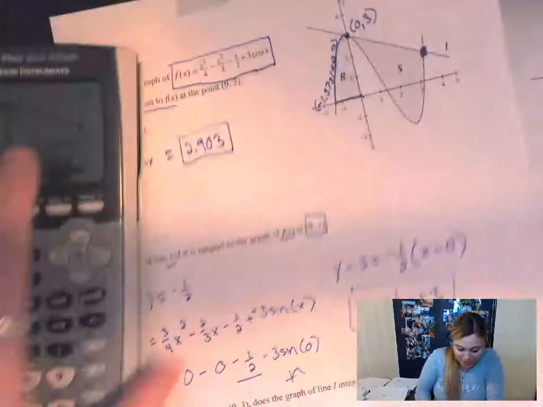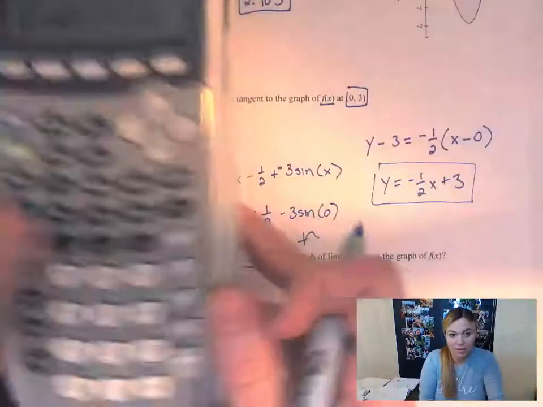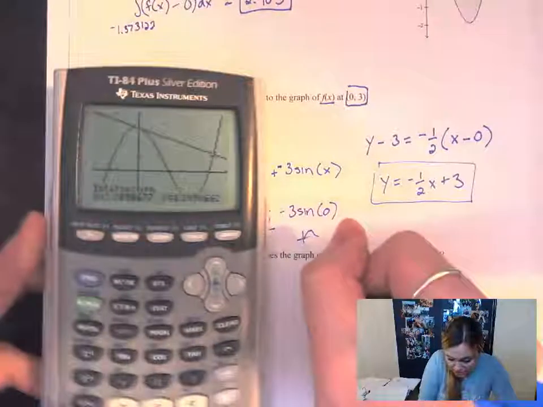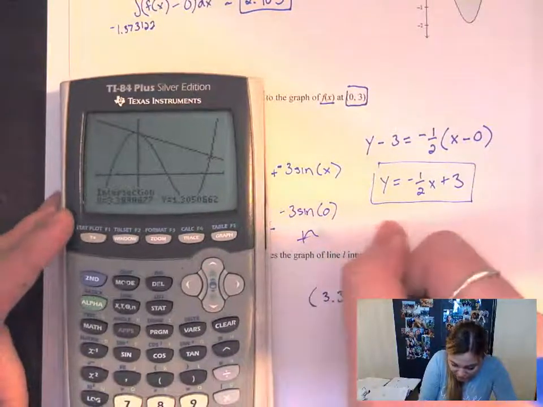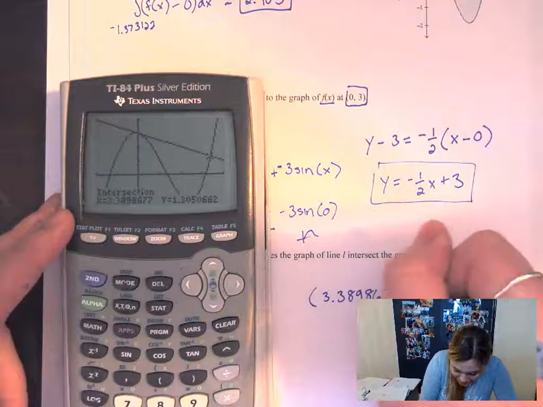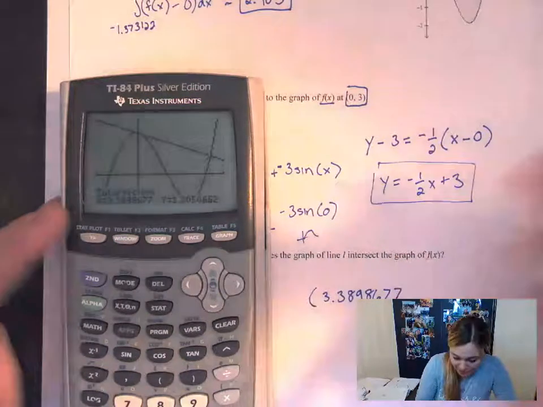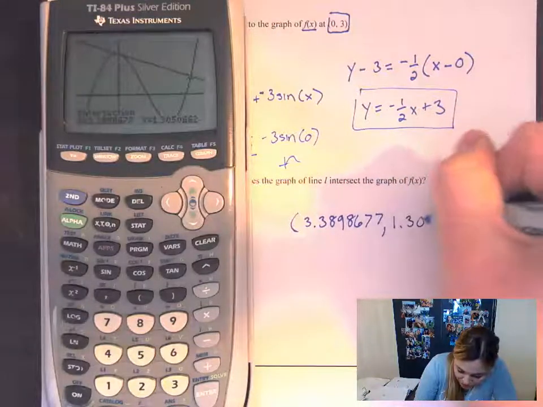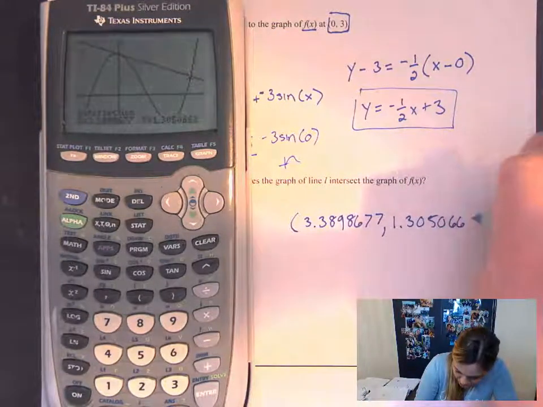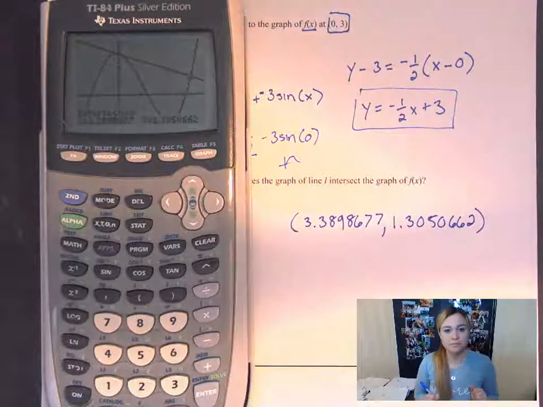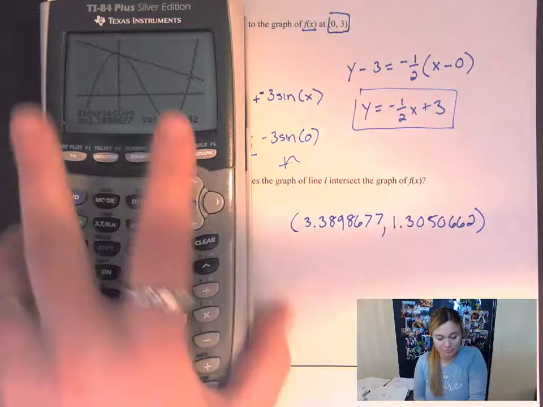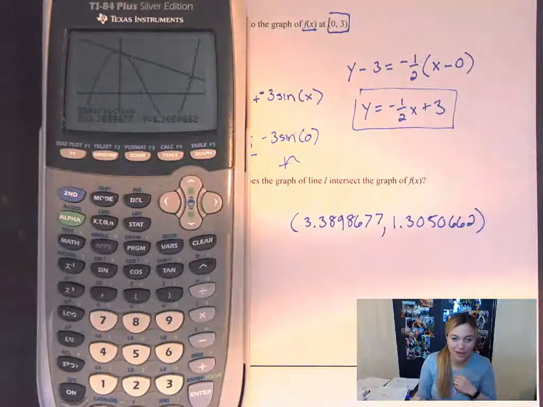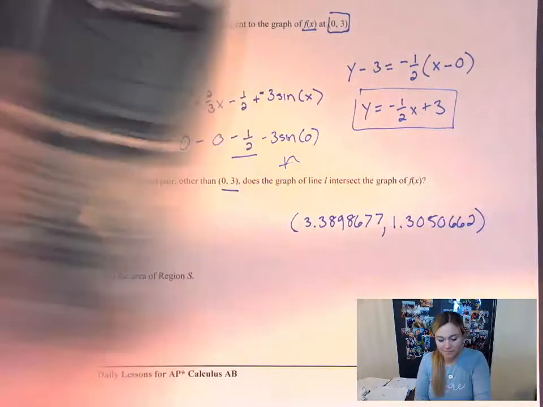And so I have this point, and I'm going to use the greatest degree of accuracy I can. So I'm going to write 3.389867, because I'm probably going to use this in a minute. Sorry, it's on my face. 1.3050662. This is the other point. That's it. So this one didn't involve calculus. That's okay. It's a little sad, but it's okay.